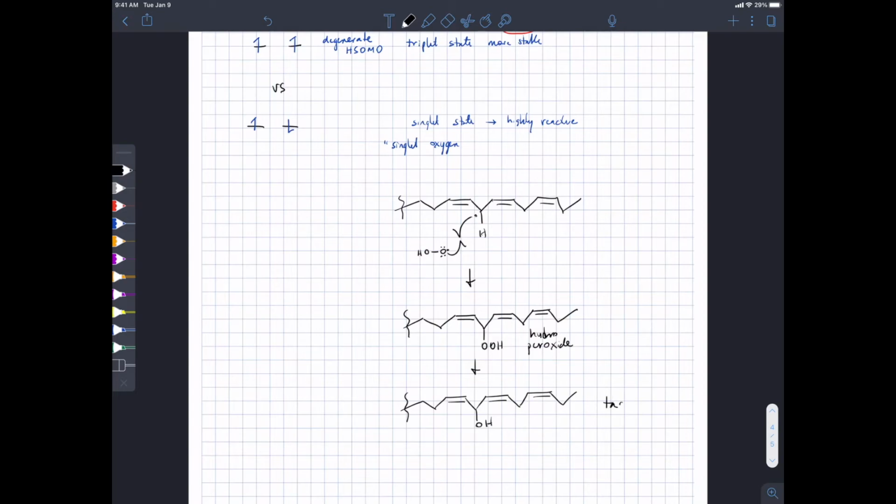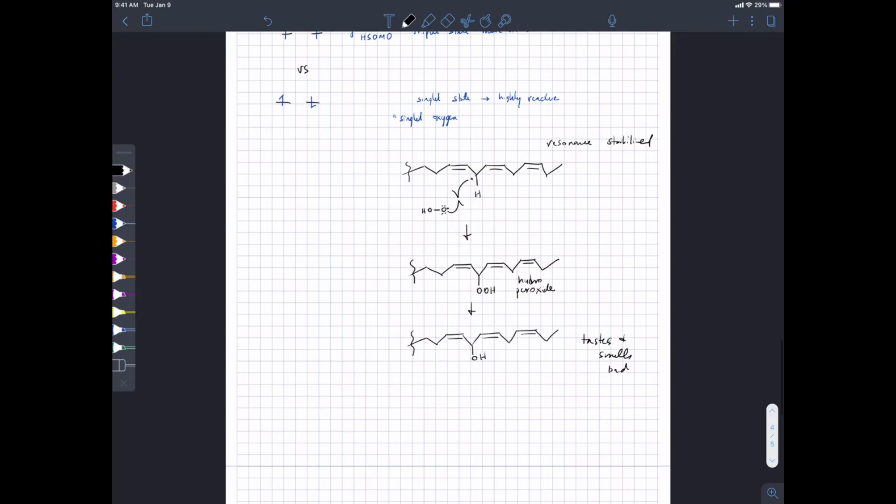But this tastes bad. So that's where rancid oil comes from, and it's a radical reaction. But again, it's just abstraction of an allylic hydrogen, because the resulting radical is resonance stabilized. And that's why the Skippy folks wanted to hydrogenate their oil, because this won't go rancid. You can leave it on the shelf for maybe a year and take a spoonful, and it still tastes like peanut butter. Go ahead. Could you go over the hydroperoxide, the OH step again?